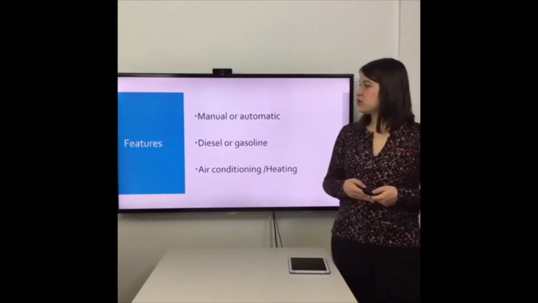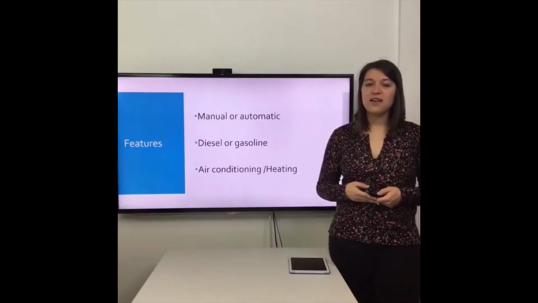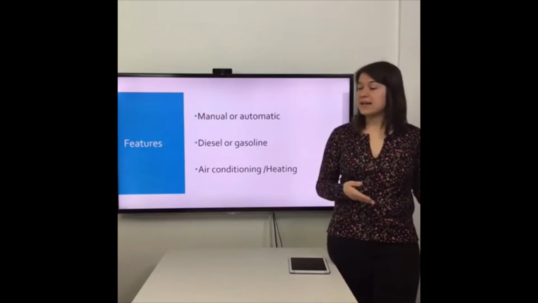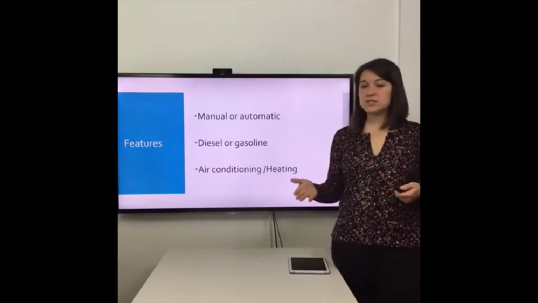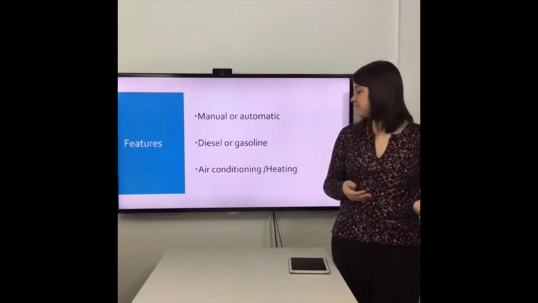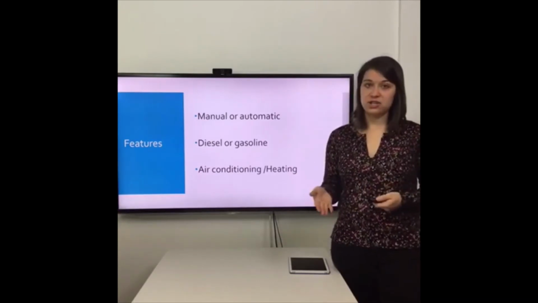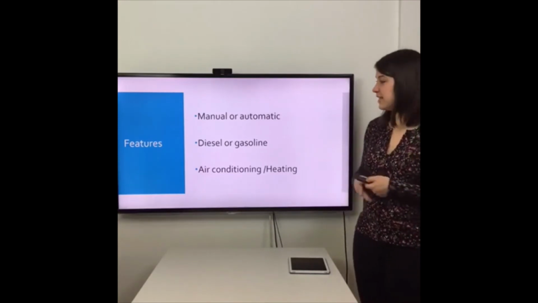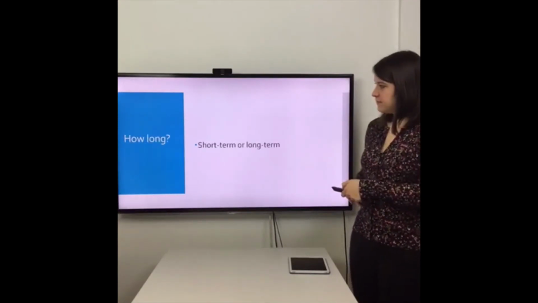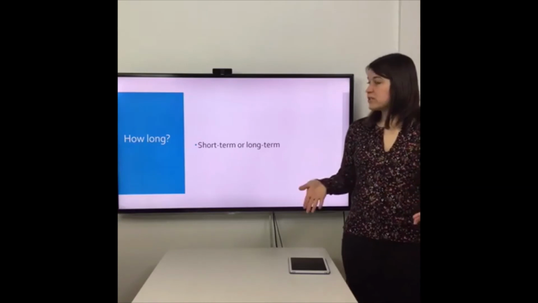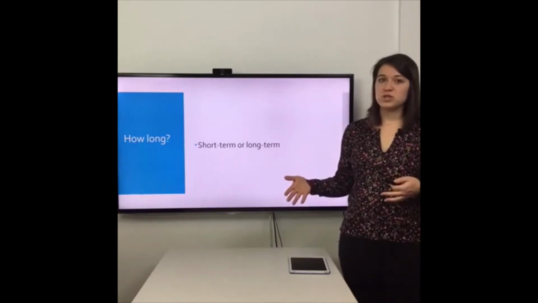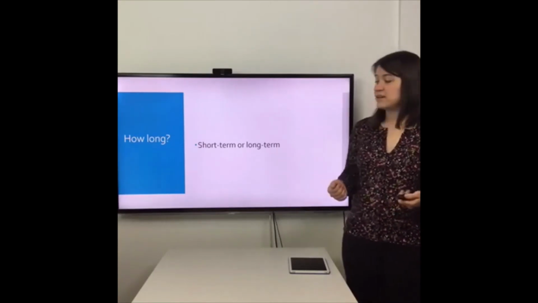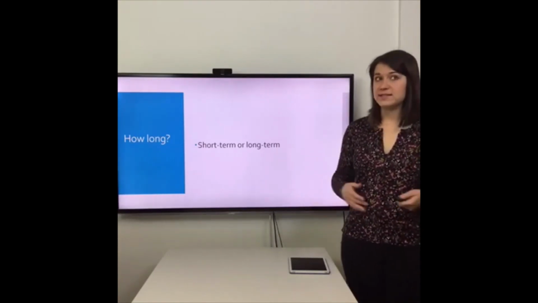Okay, it's important to know the features of the car that you've rented. So, is it manual or automatic? Does it take diesel or gasoline? And is there air conditioning or heating? This is important depending on the season that you're traveling in. Okay, so how long are you renting the car for? A short-term rental would be a few days, maybe 1 week. A long-term rental is 1 month, several weeks, something like that.